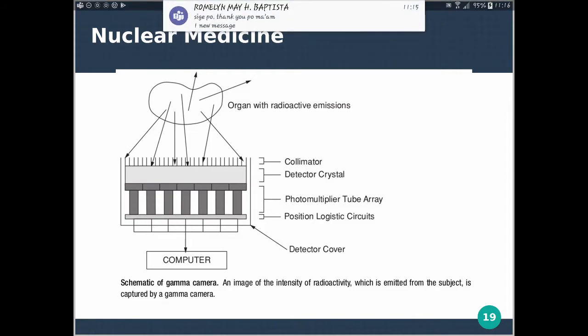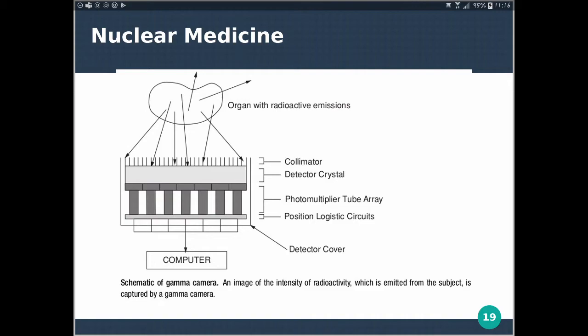Or rather, you are the source. Unlike X-ray, where we have a source of X-rays and then it passes through your body, this time you are the source of the radioactive signal, and the radioactive signal will be detected.